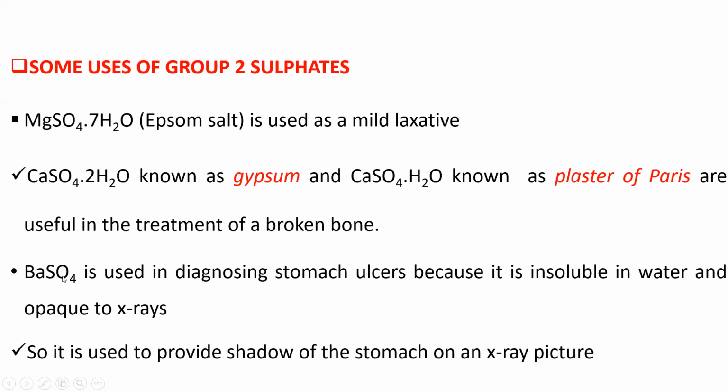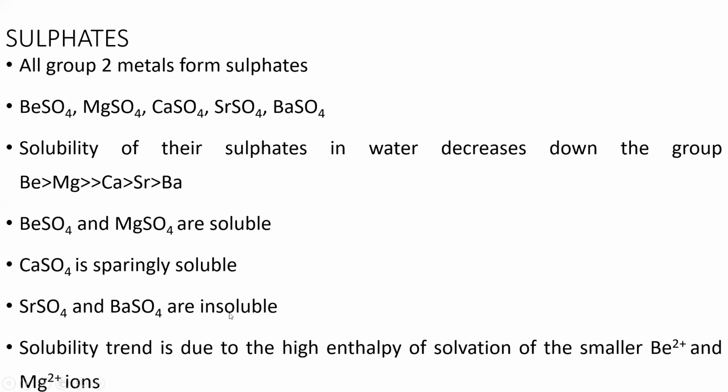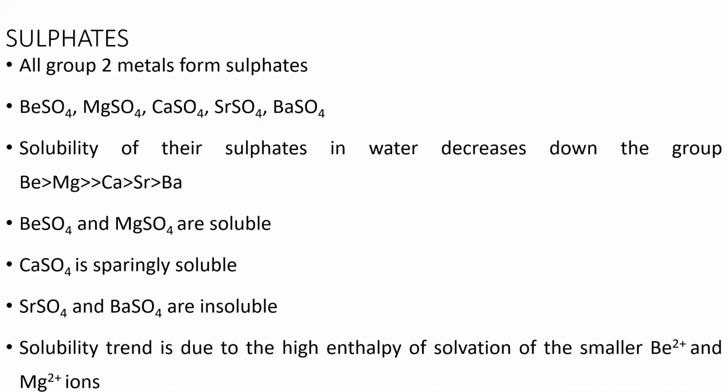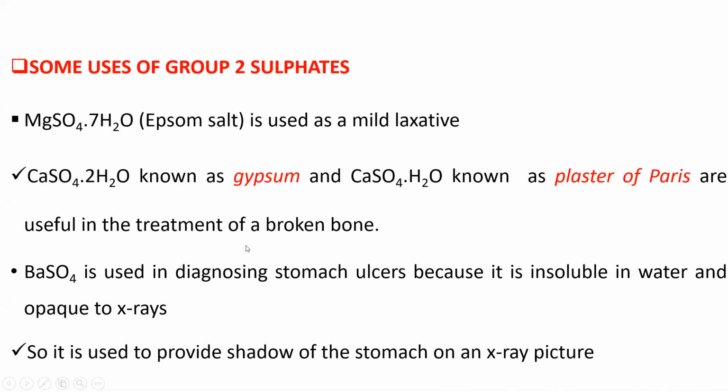Let's look at our barium sulfate. Our barium sulfate is insoluble. So let's look at the use. Your barium sulfate is used in diagnosing stomach ulcers because it is insoluble in water and opaque to X-rays. The patient is meant to ingest the barium sulfate, and because it will not dissolve in the human body, it provides a shadow of the stomach. Once it provides a shadow of the stomach, the X-ray picture of the stomach can then be obtained. So the solubility of the sulfate actually relates to the uses of these compounds.